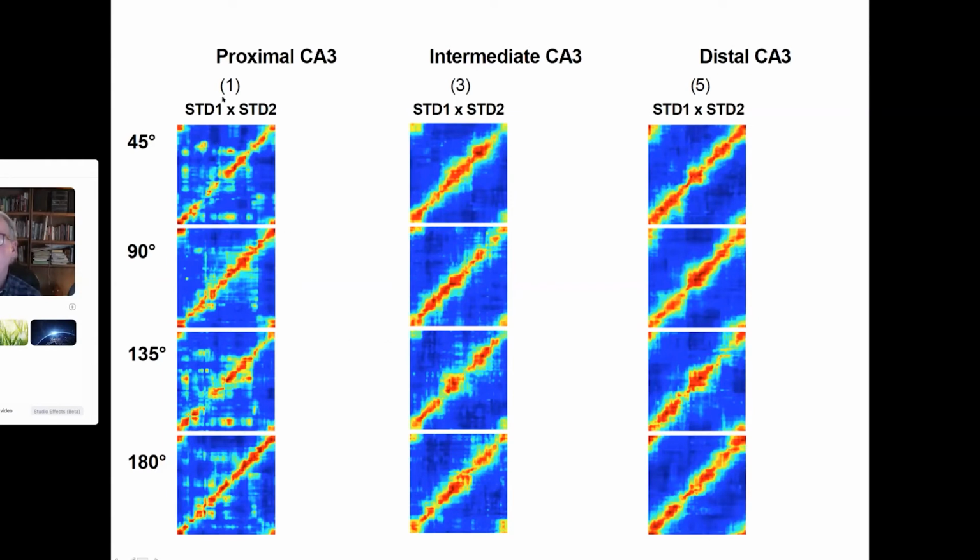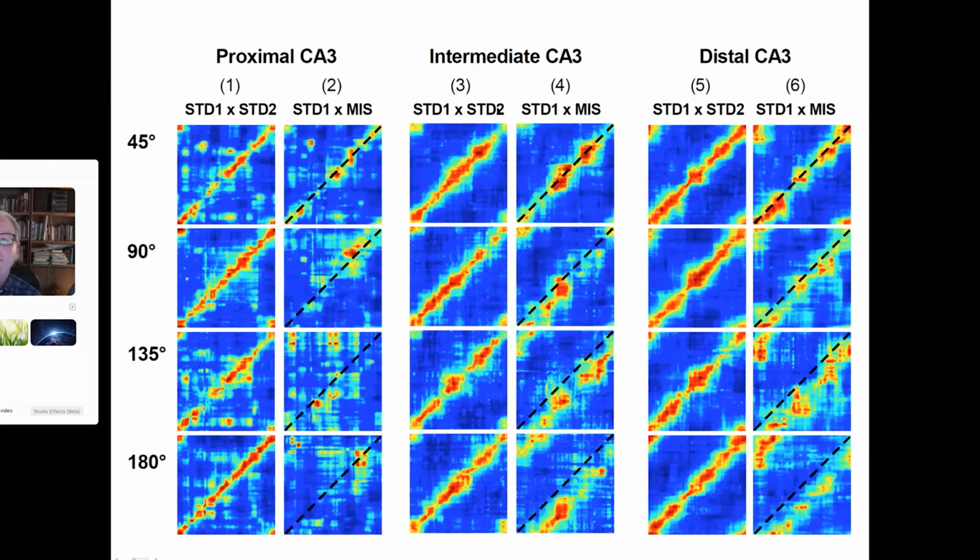Proximal CA3 recordings, we had a 45-degree mismatch, a 90-degree mismatch, 135-degree mismatch, 180-degree mismatch. And what I'm showing you here for proximal CA3, intermediate CA3, and distal CA3 are all the standard versus standard correlations. And what you can see very clearly is they all have these nice, strong bands of high correlation along the main diagonal, showing that in all 3 regions, there is a nice stable map between 2 visits to the same environment. But what happens when you look at the standard versus mismatch sessions?